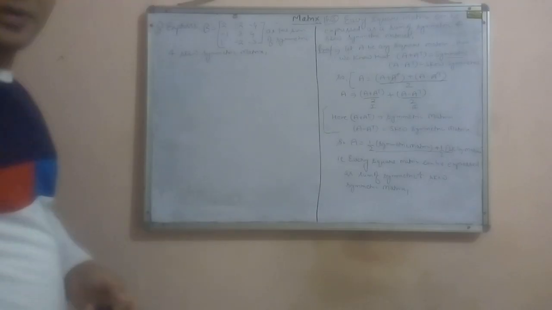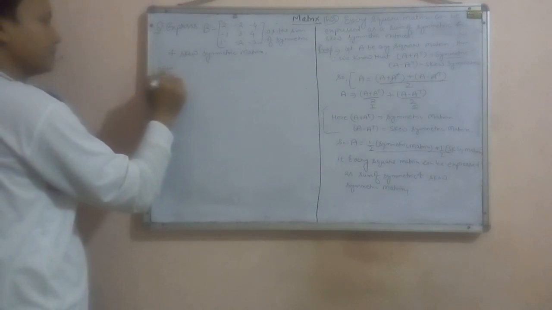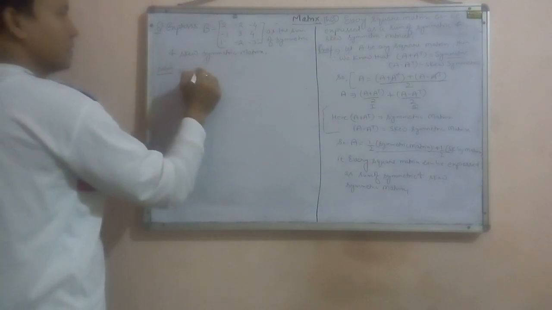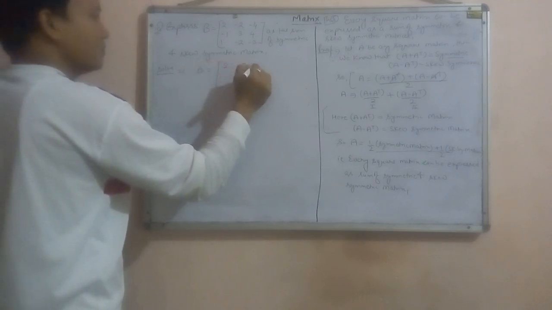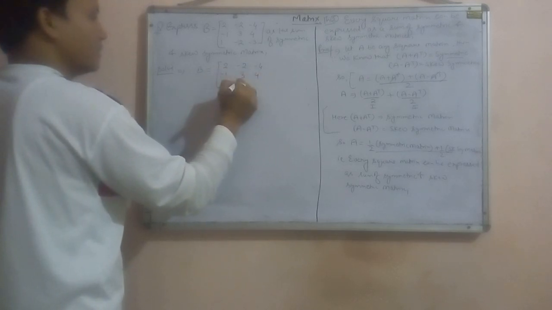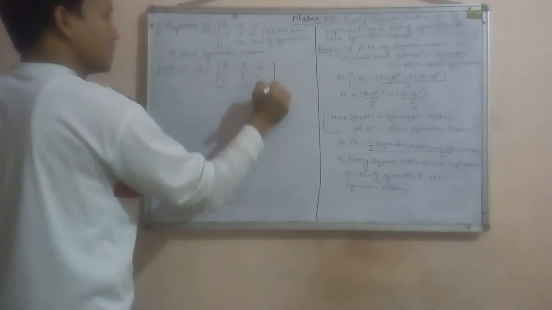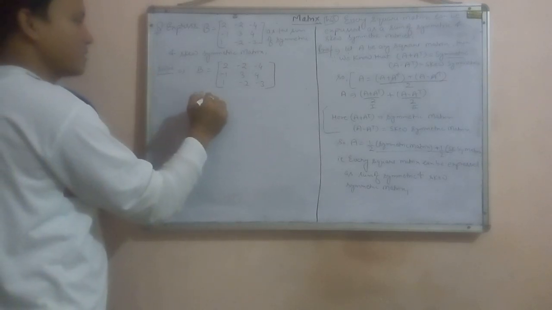Okay. So now we are going to prove it. Let first B equal to the matrix with rows 2, -2, -4; -1, 3, 4; 1, -2, and -3. Now first we find the transpose of B. So what is B transpose, students?